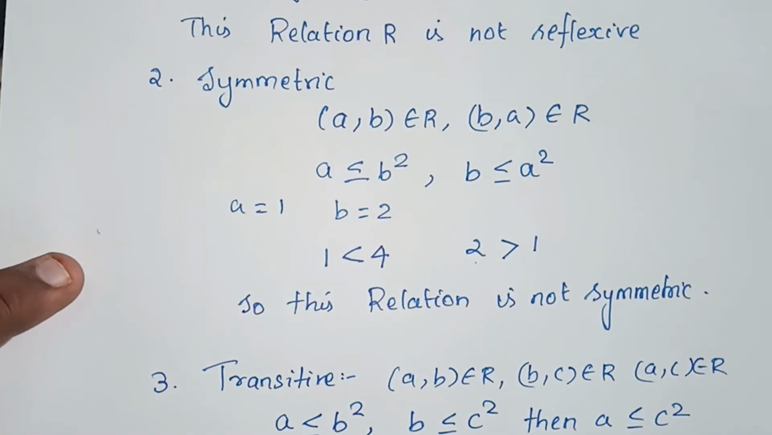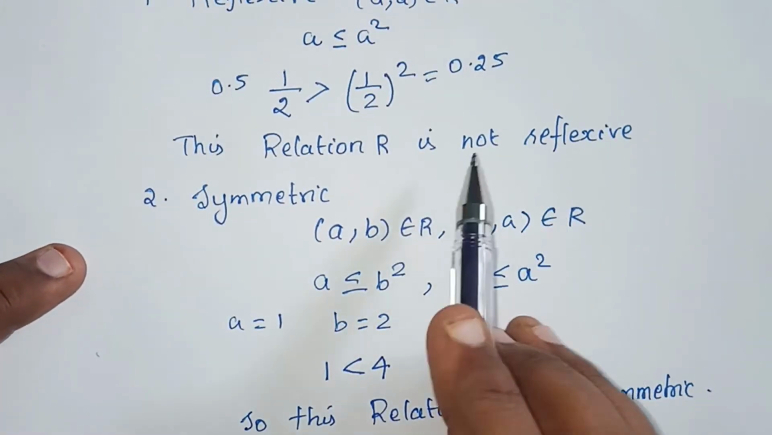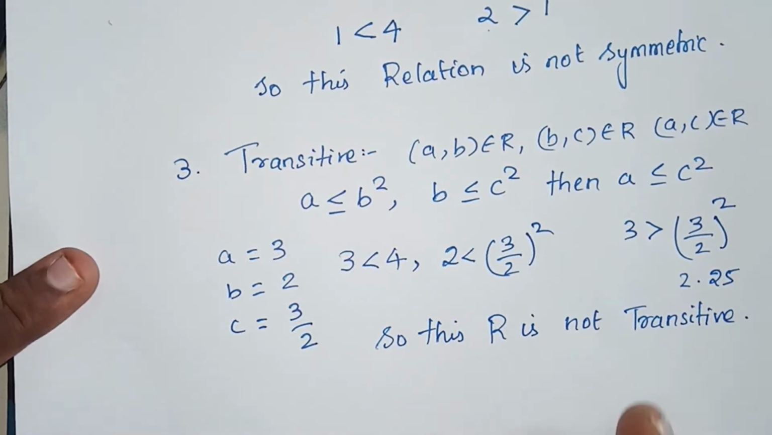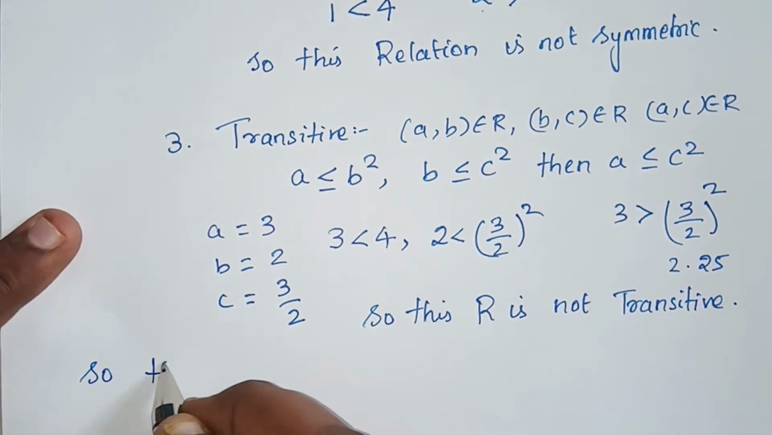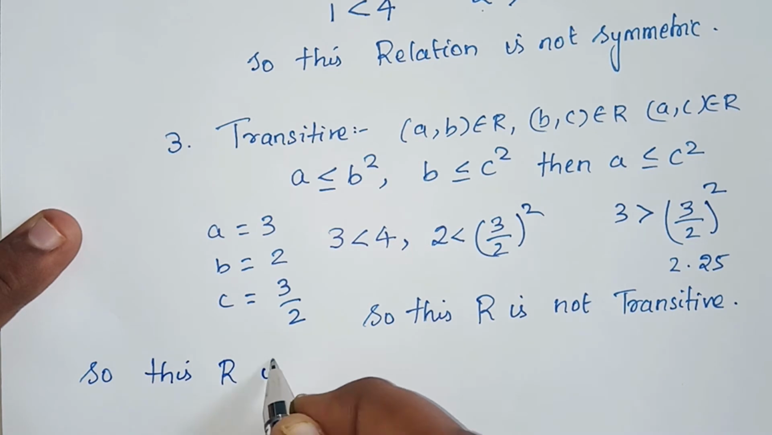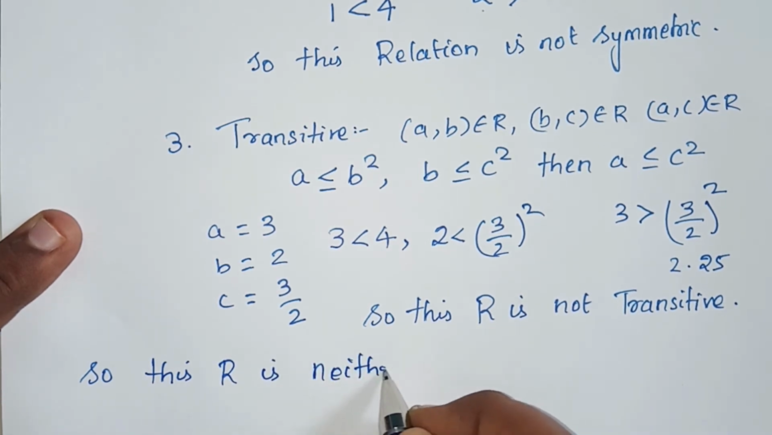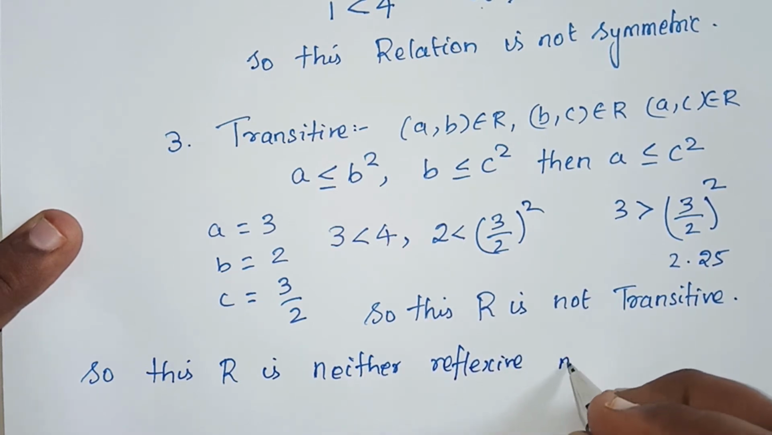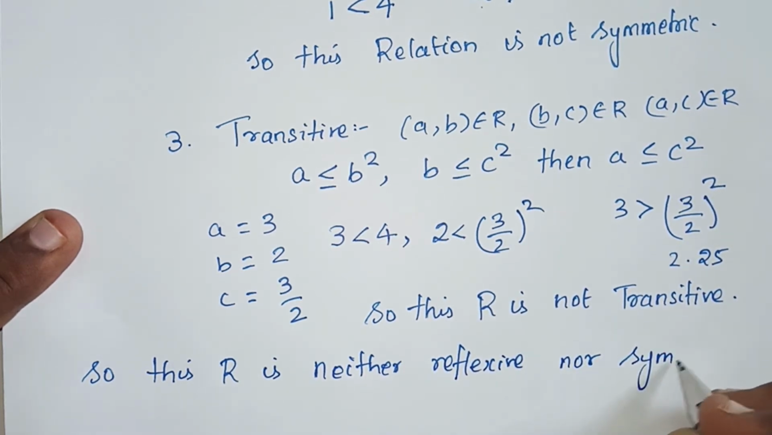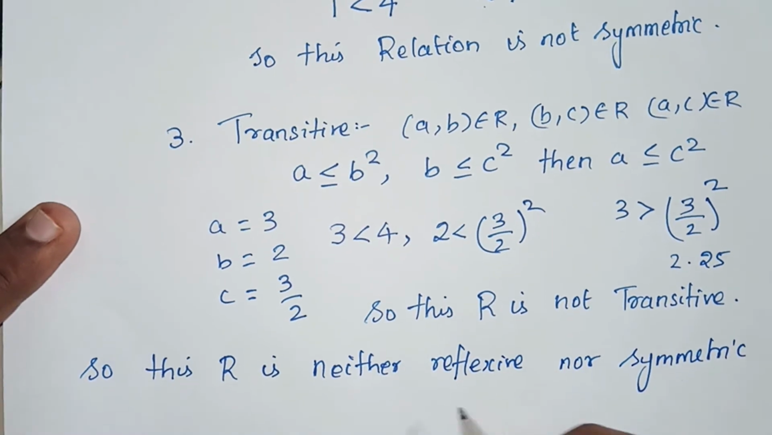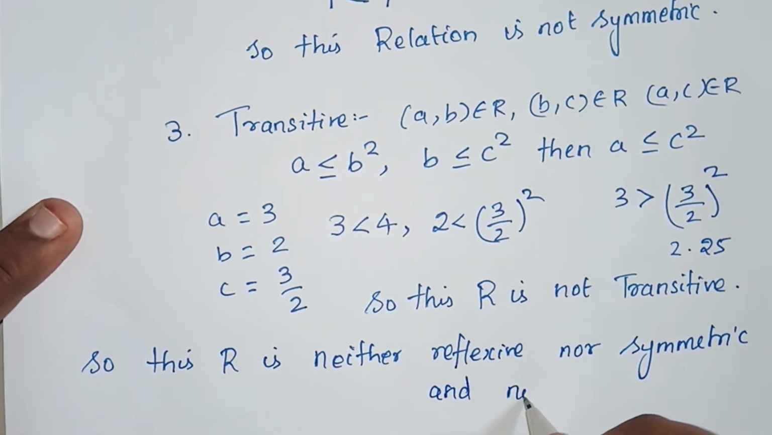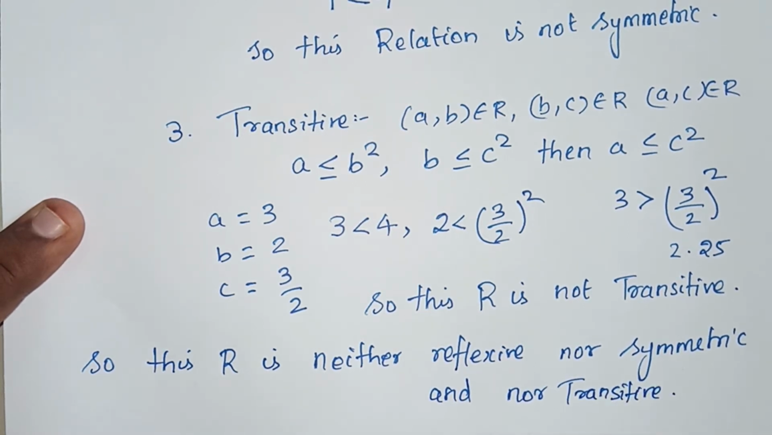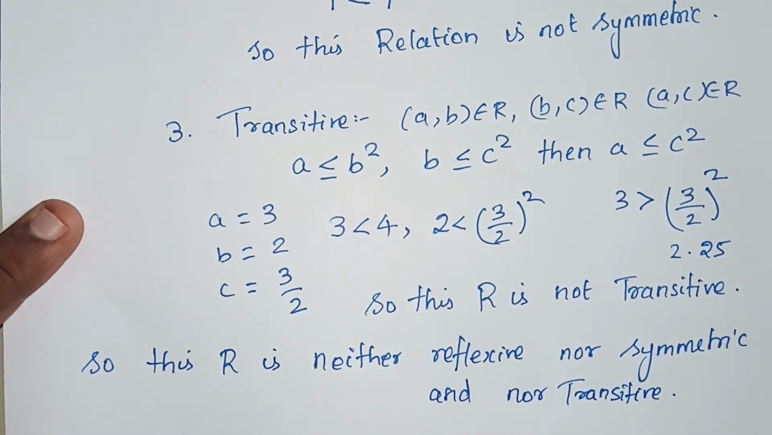Hence, we proved the given relation is neither reflexive nor symmetric nor transitive. So, this relation is neither reflexive nor symmetric and nor transitive. Hence, we proved this problem.